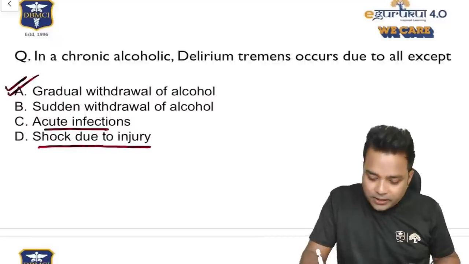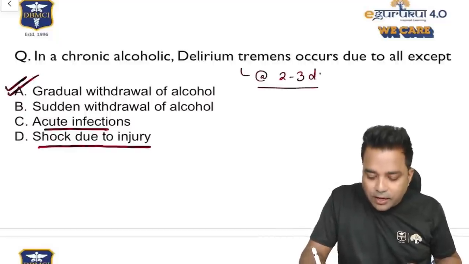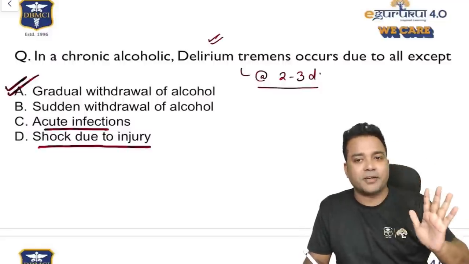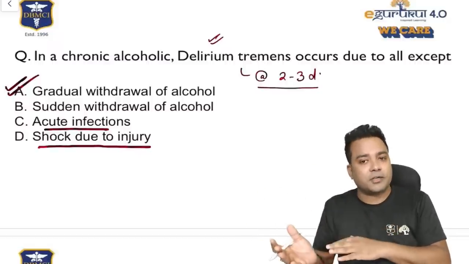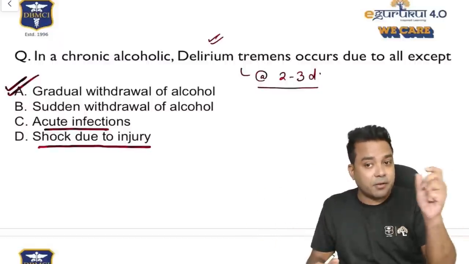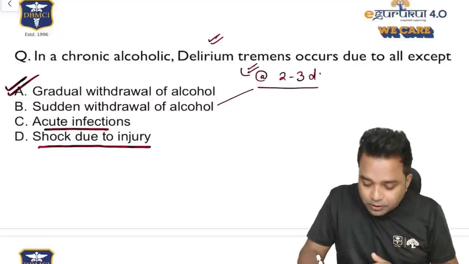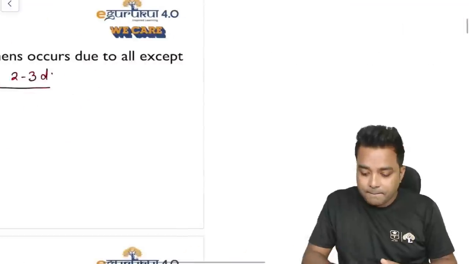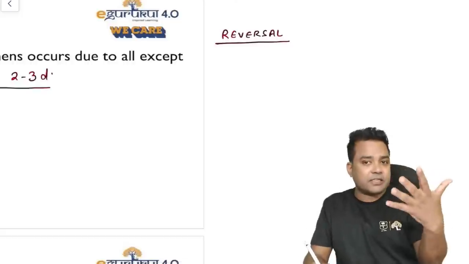So it occurs at about 2 to 3 days of sudden alcohol withdrawal. And you will see this question again on 7th of May. One question from this topic. Either they will ask the diagnosis or they will ask the treatment aspect. So let us quickly recap the important aspects of delirium tremens. At about 2 to 3 days of sudden alcohol withdrawal, what happens in the body of the alcoholic? A reversal at the neurotransmitter level. What is that reversal which has happened?